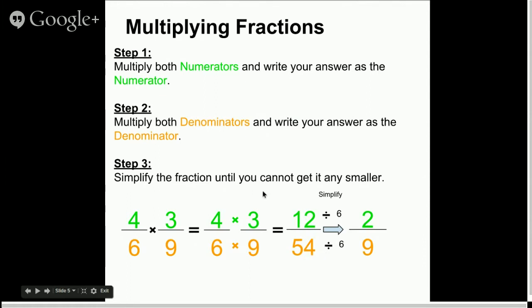And then simplify the fraction until you can't get any smaller. So if I divide both of these by 6, I get 2/9. And I cannot get smaller than 2/9. Both of these are the correct answer, but this is the simplest answer.